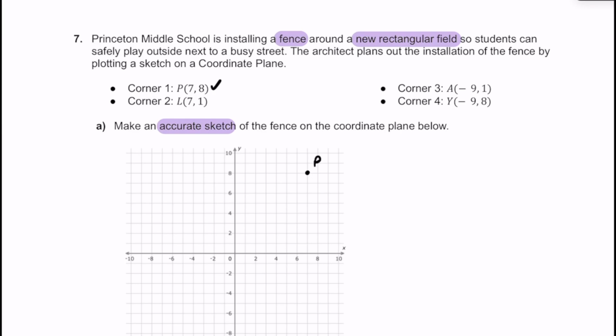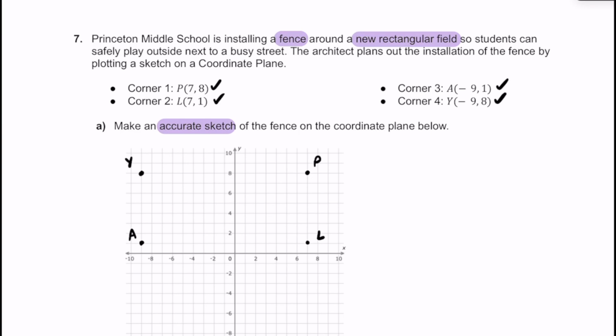And then we have corner number 2 here. That's L. It's going to be 7, 1. So let's go 7 to the right and then up 1. That's going to be L. And then we have corner number 3, which is A, which is negative 9, positive 1. Let's go over here in quadrant 2. That's going to be A. And then we have Y, which is going to be negative 9, positive 8. That should be in quadrant 2 as well, but above point A, because they have matching x coordinates, right? So it's going to be Y. All right, we have all 4 points here.